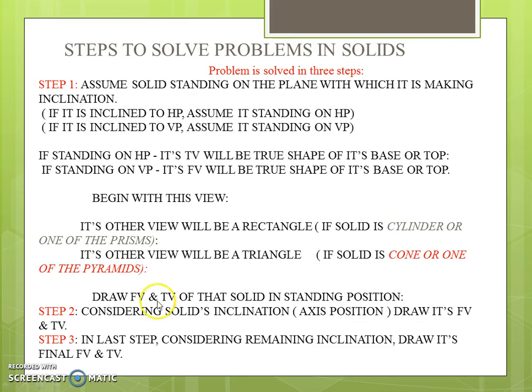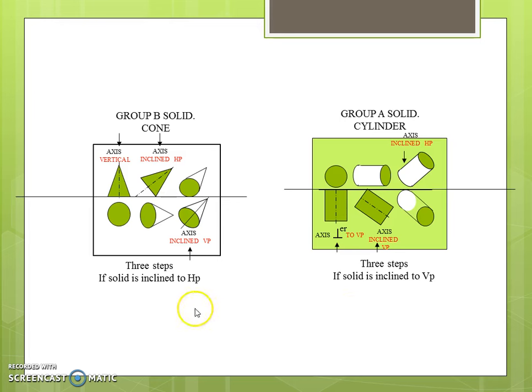Coming to the next step, consider the solid's inclination. First we take the first inclination, and we draw the front view and top view. Here the first inclination we made, and we tilted this position. From that we have to draw the projections, and from this front view we have to draw side projections. The meeting points will be joined by lines or curves. So this will form the second position.